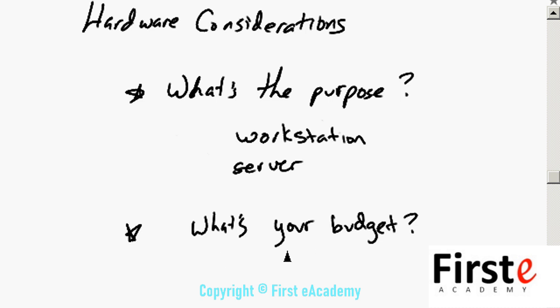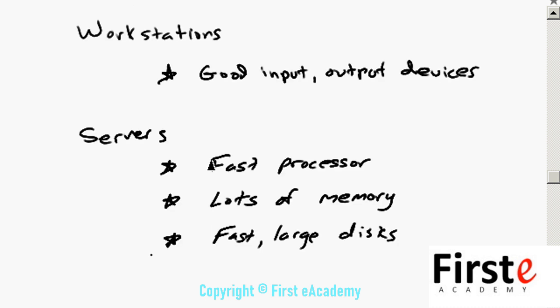And then you have to ask, what's your budget? Once you determine your budget for this computer, the game is to get the best system for your money for the particular purpose. And to do that effectively, you've got to prioritize. For workstations, probably the most important priority is good input and output devices.